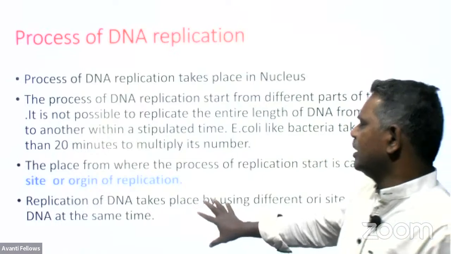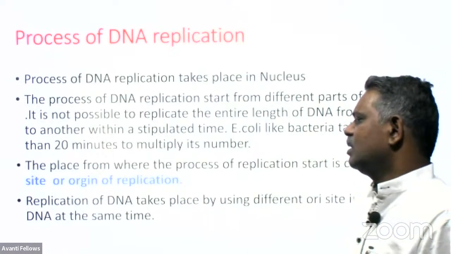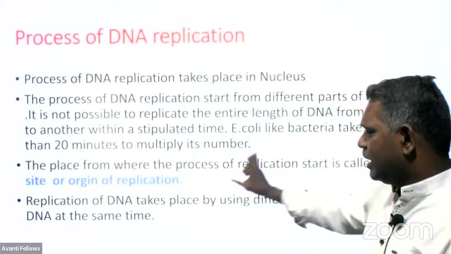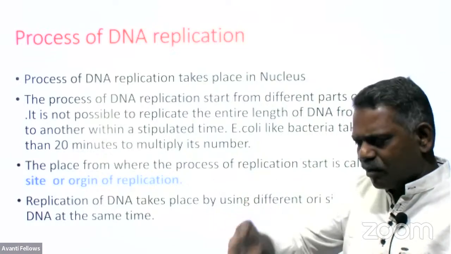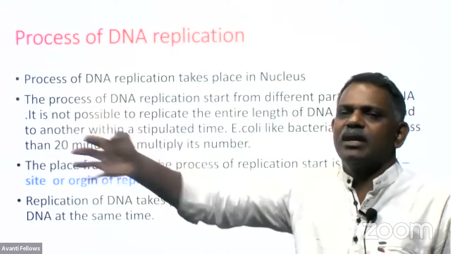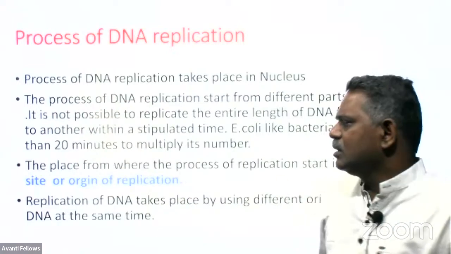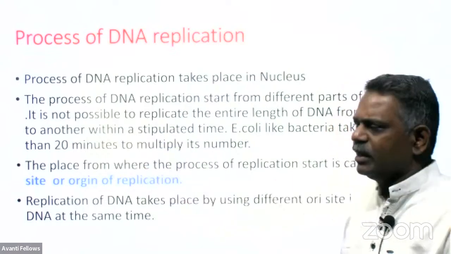And replication of DNA takes place by using different ori sites at the same time in the same DNA, because it is not possible to start from one place. Many places are required to start the replication, to finish it easily by taking less time. So many ori sites will be there in a DNA at the time of DNA replication.